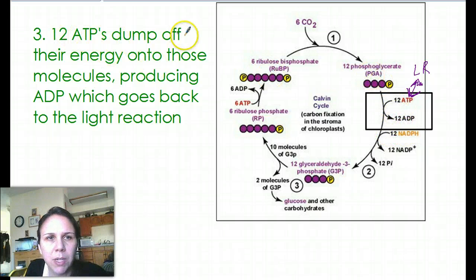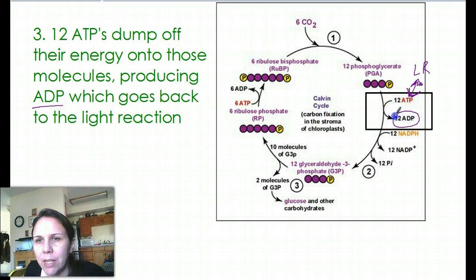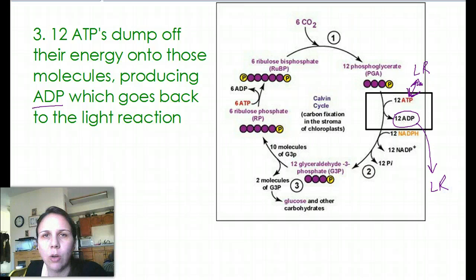So 12 ATPs dump off their energy onto those molecules, producing ADP. This ADP is now my uncharged version, so it needs to go back to the light reaction to get charged again. The sun is the electrical outlet that charges it up. So now my PGAs are slightly chemically altered because of this addition of energy from the ATP.